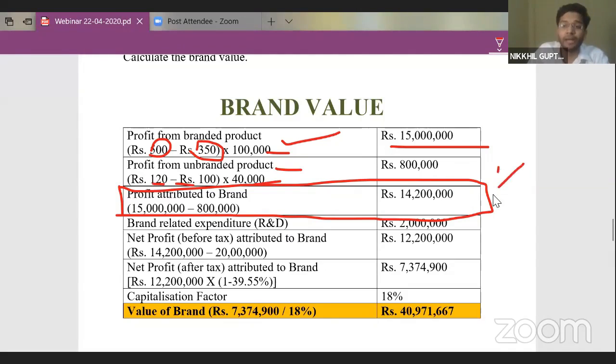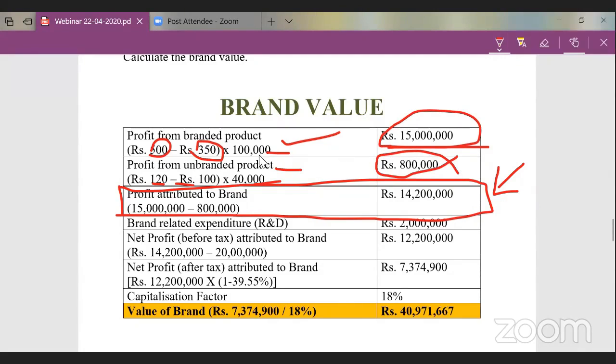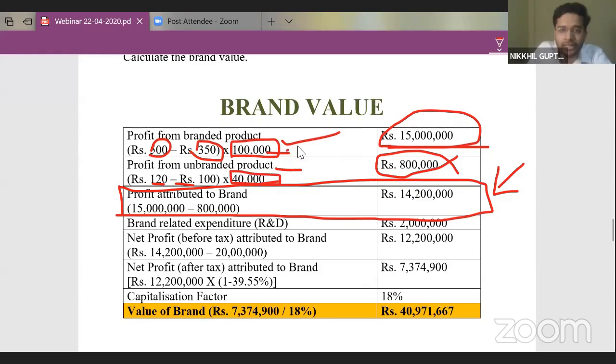And guys, what is the premium price which you are getting for the brand? The premium price is 1 crore 50 lakh minus 8 lakh. That is the premium price which you are getting only and only because of the brand. Because the same product, if you sell without a brand name, then it will give you a profit of 8 lakhs. If you sell the same product with the brand name, it will give you 1 crore 50 lakhs. And guys, please see that the quantities are absolutely different. Some student will ask me, oh sir, we are comparing two different quantities. And my answer would be, so what?